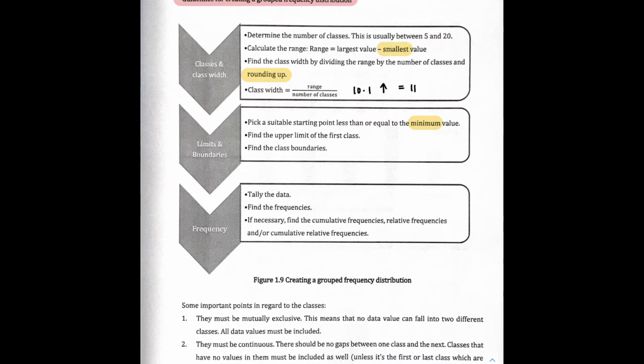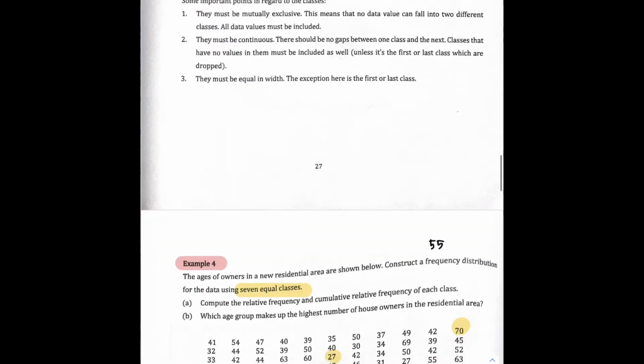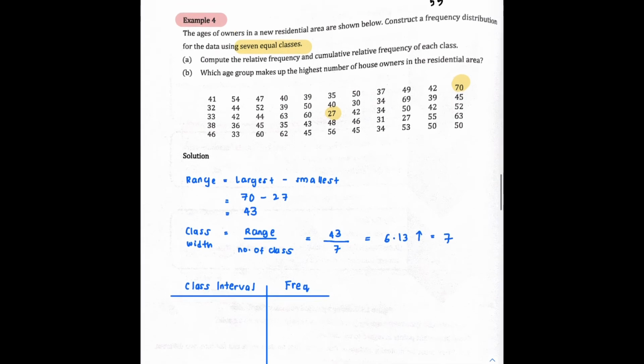So your minimum value just now is 27. So your starting point in the first column, you can start with 27 or less than 27. Okay, you can start with 26 or 25. So that is the option that you have. And then determine the upper limit of the first class and the class boundary. So that is your second guideline. So proceed with this example.